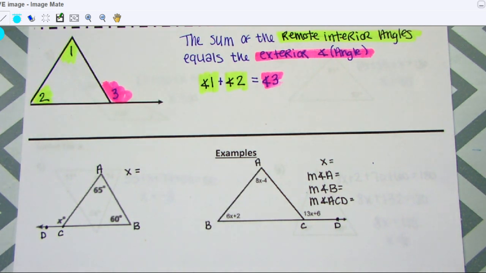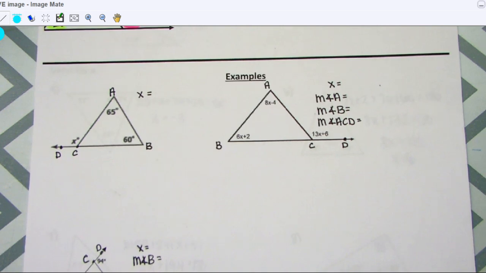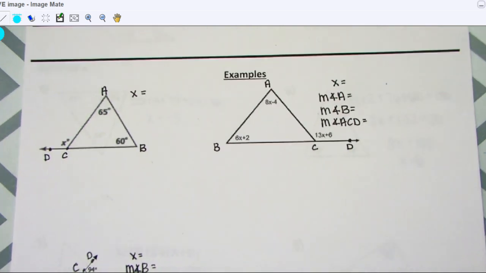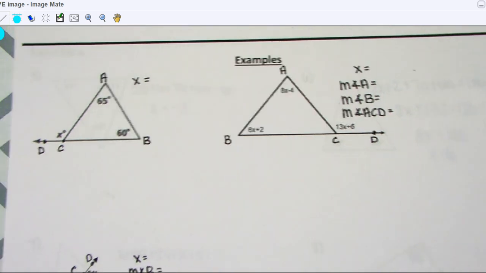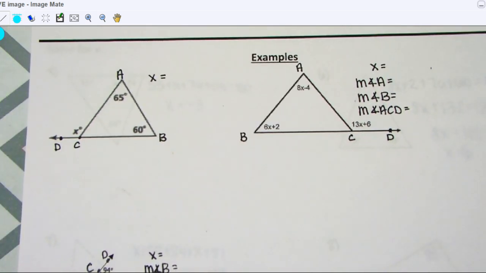So we've got a little bit more letters in these problems, and the work is going to take a little bit more math. So let's look at our picture. Looking at our picture, the first thing you have to do to make this easier is identify the remote interior angles. So where are those remote interior angles? Where are they? What are they?